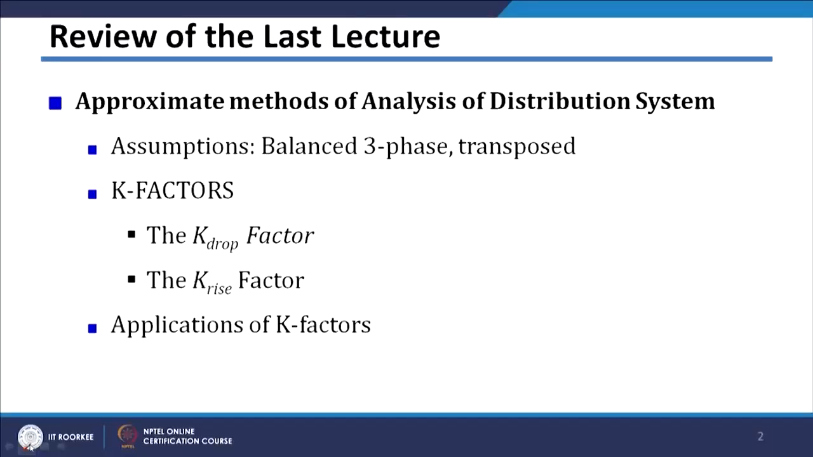In the last class we have seen two types of factors. One is called the K drop factor, which is percent voltage drop per kVA per kilometer, and then one more factor, which is K rise factor, which is percent voltage rise per kVAr per kilometer. Voltage drop factor is associated with loads, and this K rise factor is associated with capacitor banks. And we also saw various examples which demonstrate the applications of these K factors.